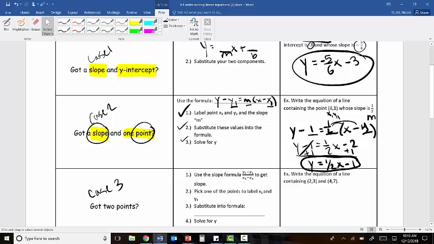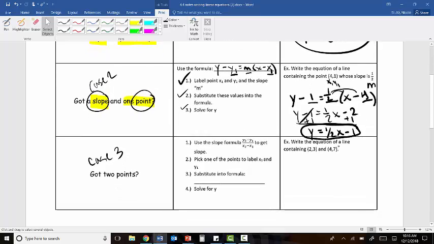So I have my y's, my x's, and my constants. Y's, x's, constants. So as long as you solve this equation, get y by itself basically, you will end up with slope-intercept form, which is your goal.